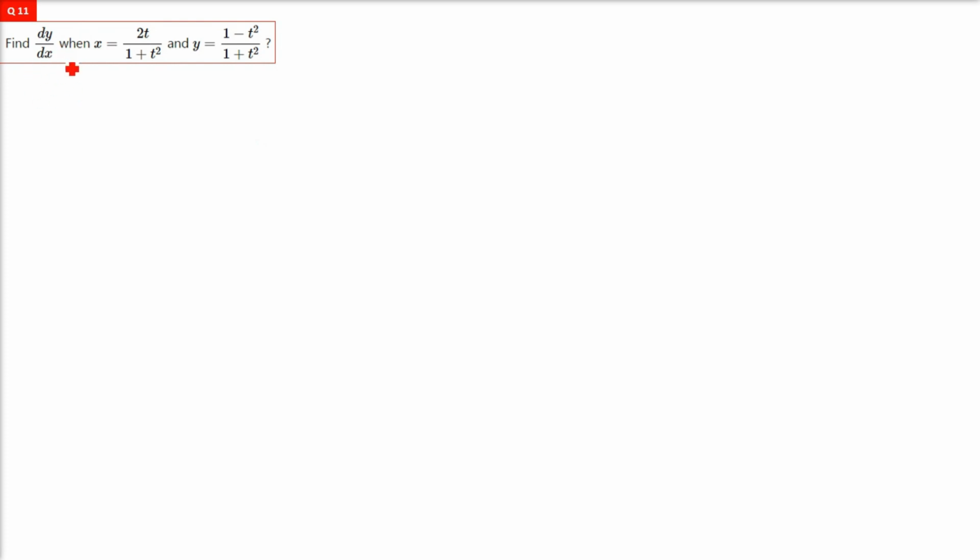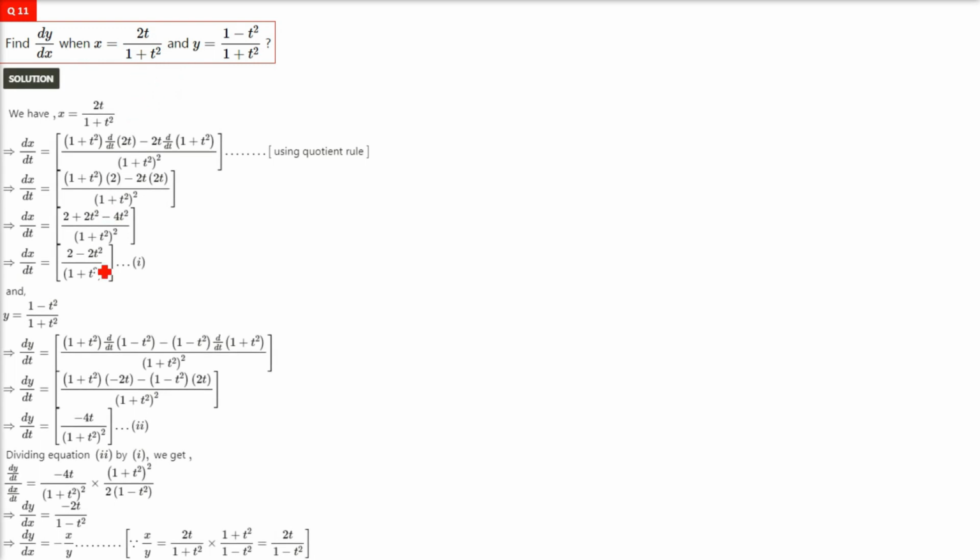dy by dx we have to find out. So this type of question we have already done. Okay. And so this is x and y. So we have dx by d theta. I'll just go in a fast forward manner. 1 plus t squared by 1 plus t square whole square in the denominator.